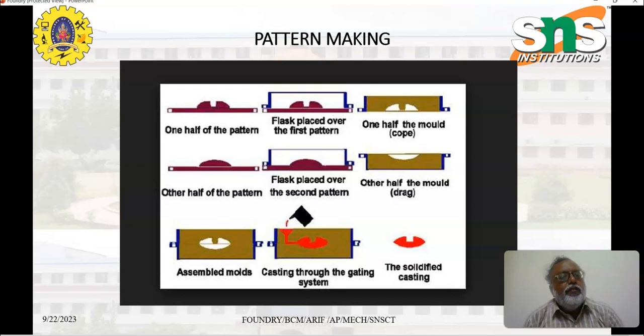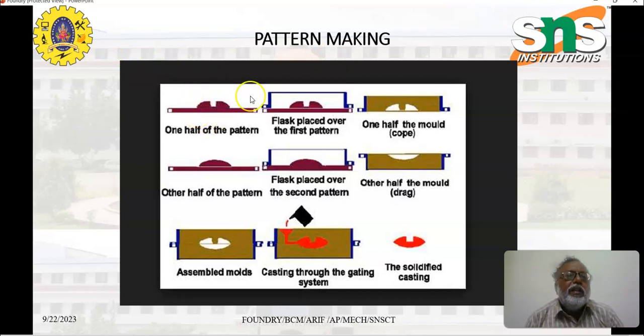For example, if you want to make a component, here is the model shown. The process of pattern making is shown here. The first half of the pattern has been kept. It has been mentioned as one half of the pattern. The first half of the pattern has been kept on the floor, as shown in this first figure here.